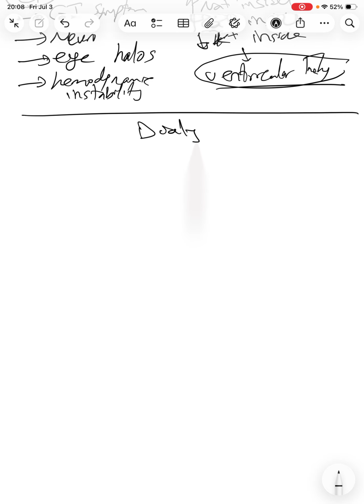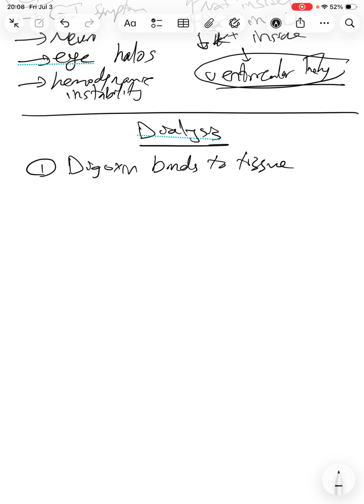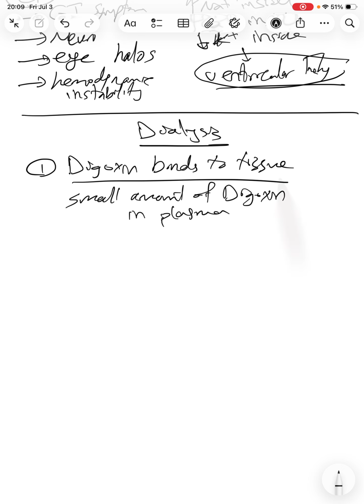Dialysis, we will discuss dialysis. Why don't we like dialysis? For two reasons. First reason, digoxin binds to tissue, and the free digoxin in the blood is very small. There is a small amount of digoxin in plasma, and if you do dialysis, you will get rid of only a small amount of digoxin because most of it is attached to tissue. So no need for dialysis. It's not beneficial in digoxin toxicity.